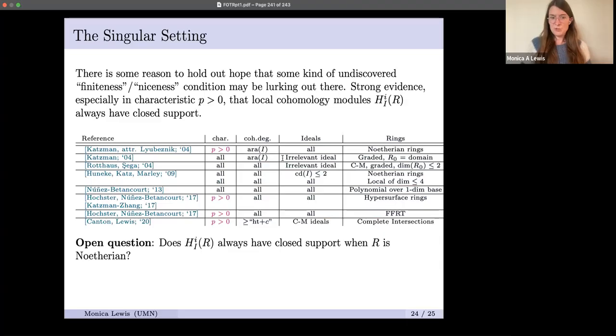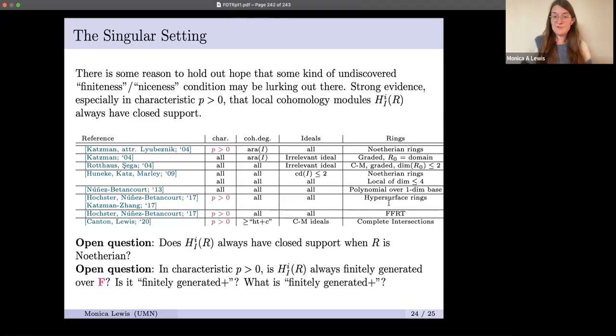To ask more concrete questions, is this actually a genuine phenomenon, or are these just coincidences? Does a local cohomology module always have to have closed support? Or is it just that we've only been able to prove closed support for the cases where things work out nicely in our favor? Might there exist counterexamples to this out there?